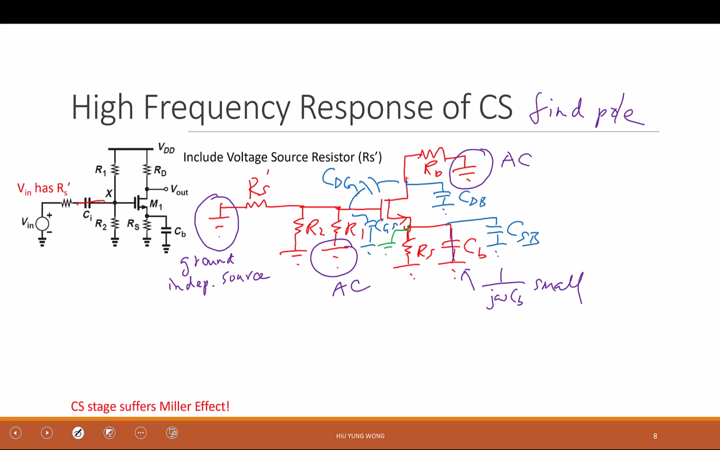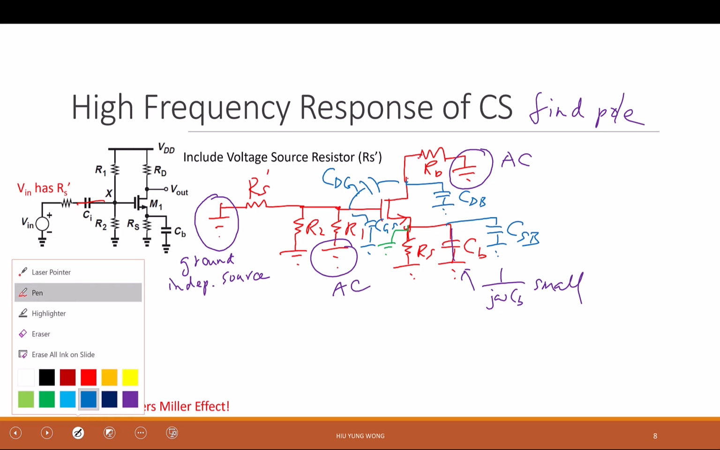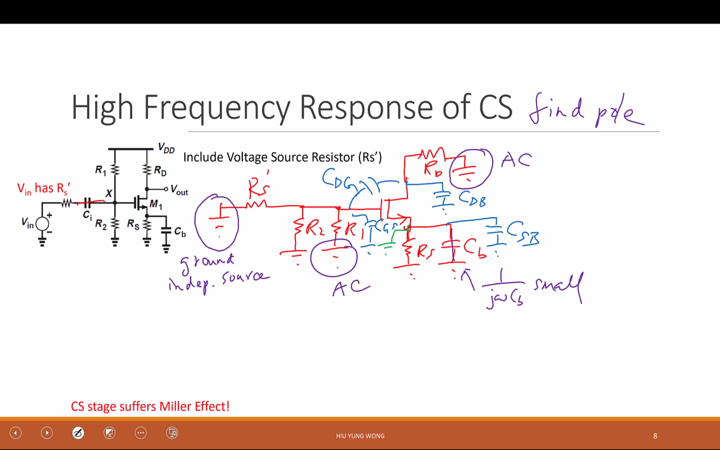Now, very messy, right? How about we do some transformation before we find the pole? Let me see, do I have space? Yeah.